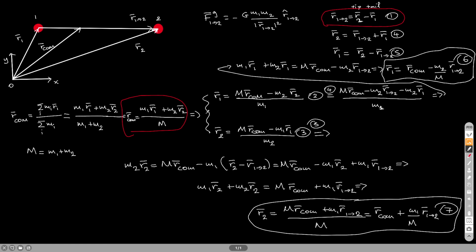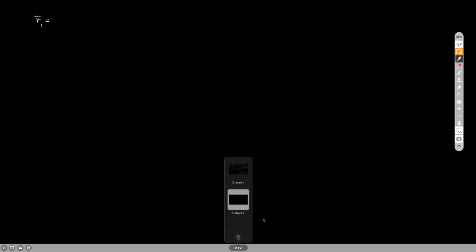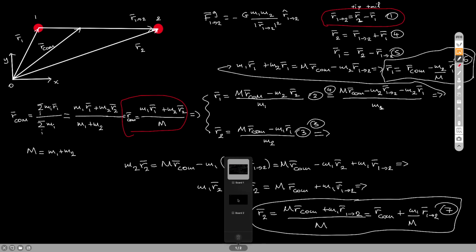Now I have r1 and r2. And what I can do is take their derivatives. Why not? Why not take the derivative of those two? So let's see, I'm going to write them again. r1. Let's see, I forgot though.